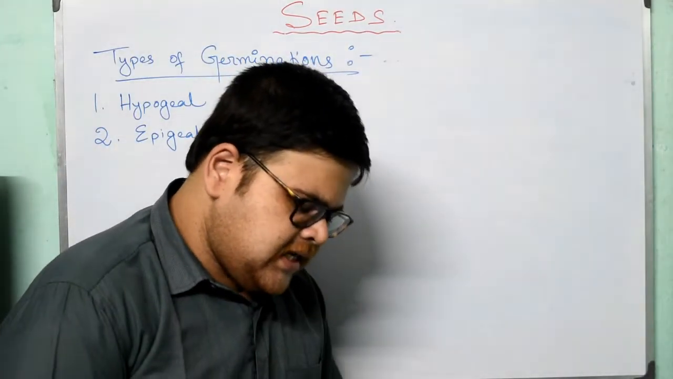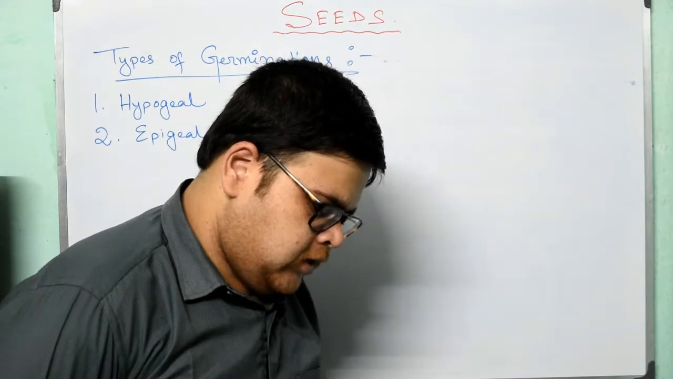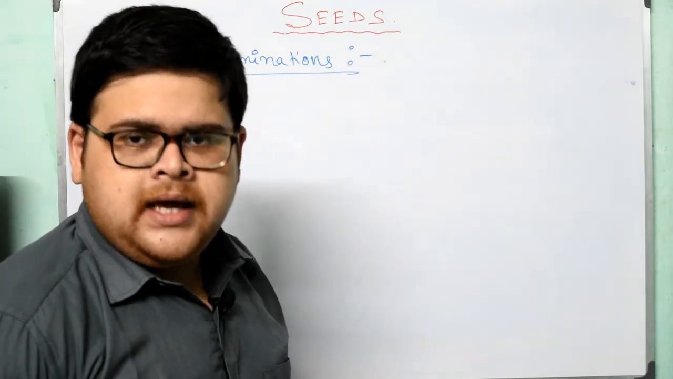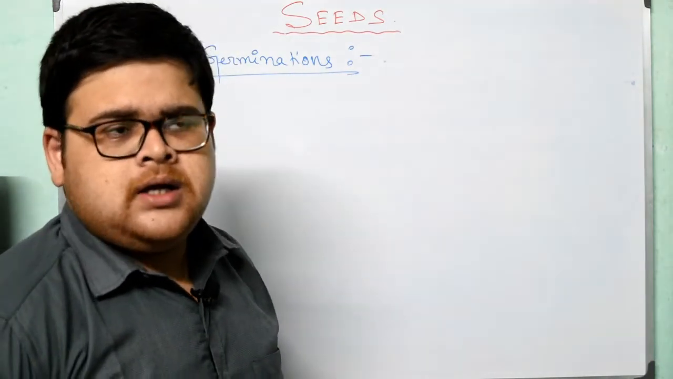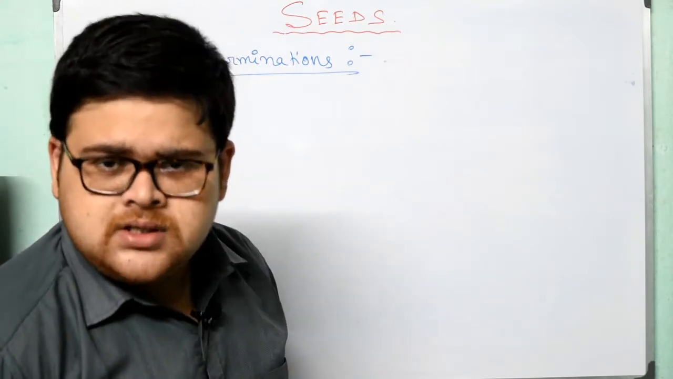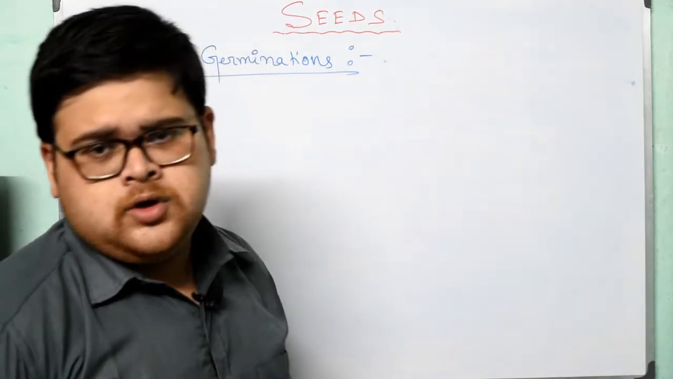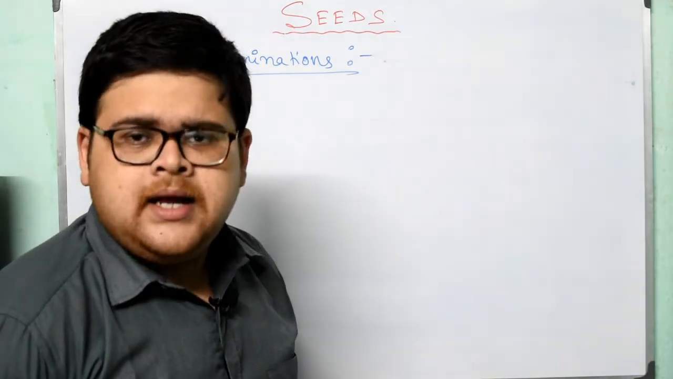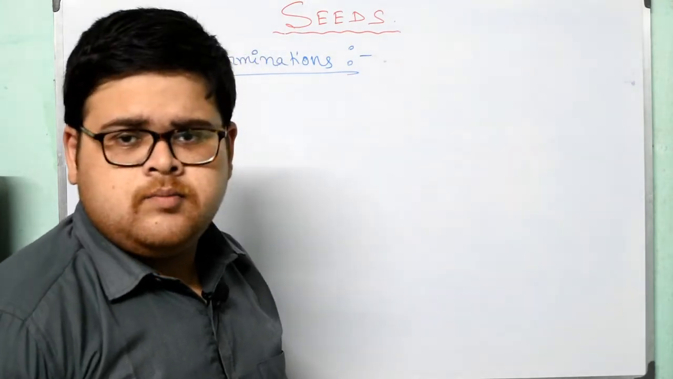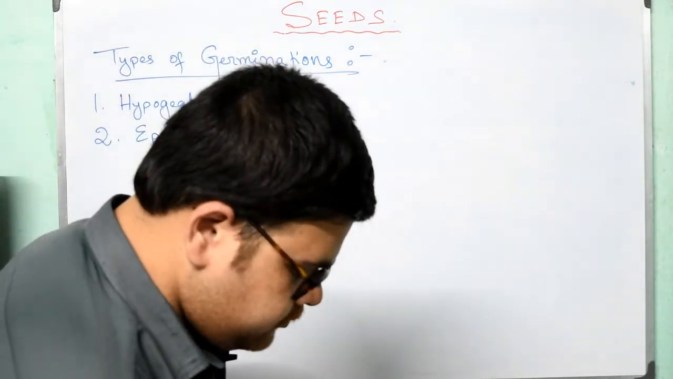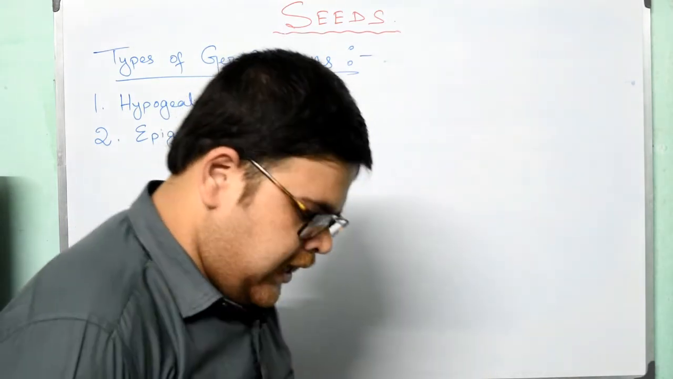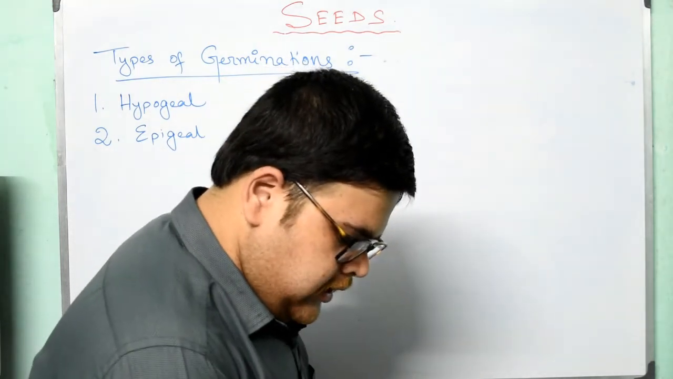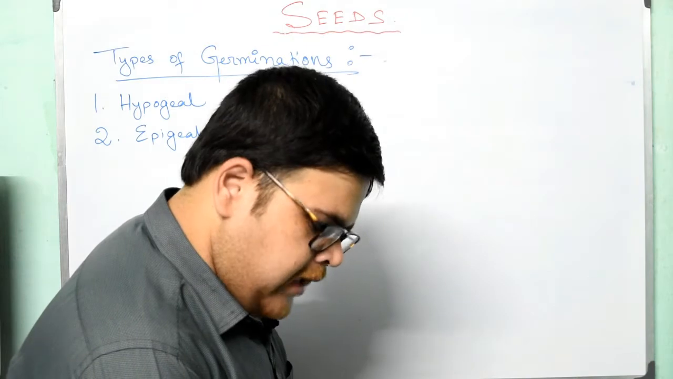So see, both the epicotyl and the hypocotyl of the seed never elongate together during germination. It may either happen that the hypocotyl elongates first, or the epicotyl gets elongated, and the other part doesn't become elongated. So it is either the epicotyl or the hypocotyl that elongates. If the epicotyl elongates, the cotyledons remain underground, and the germination is then called hypogeal.